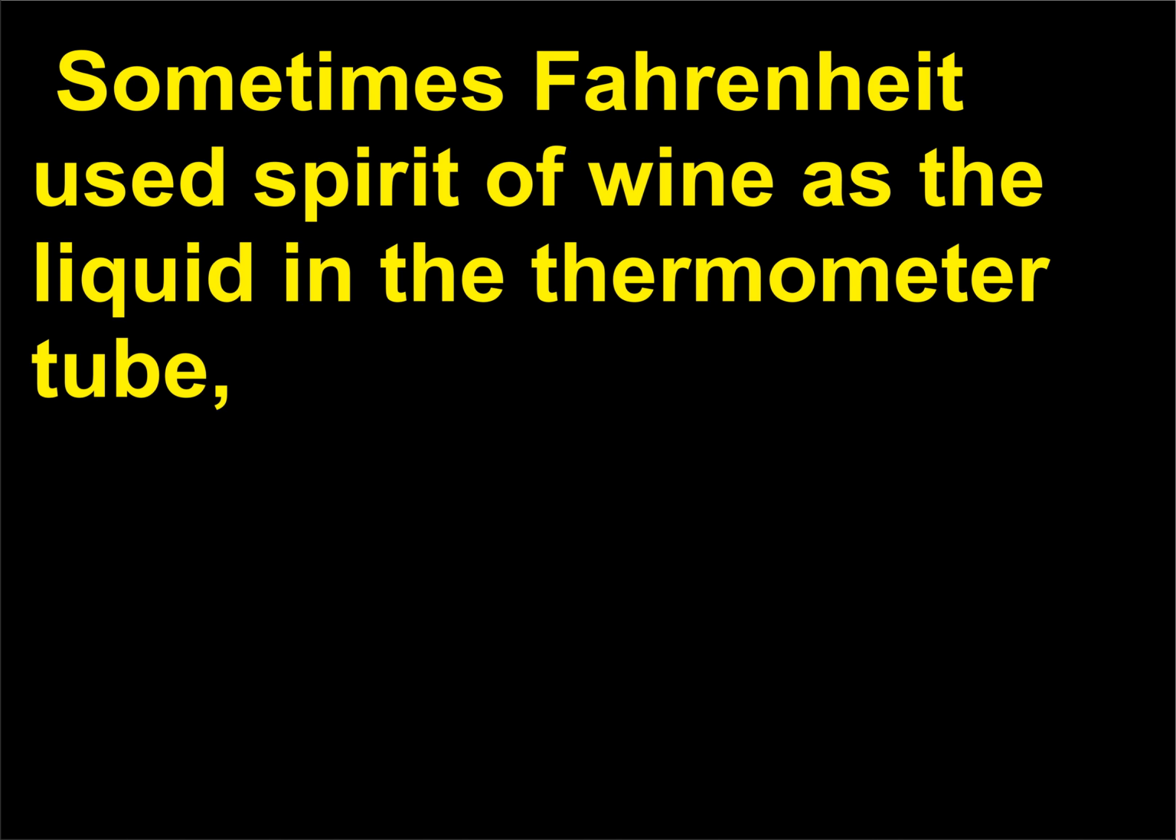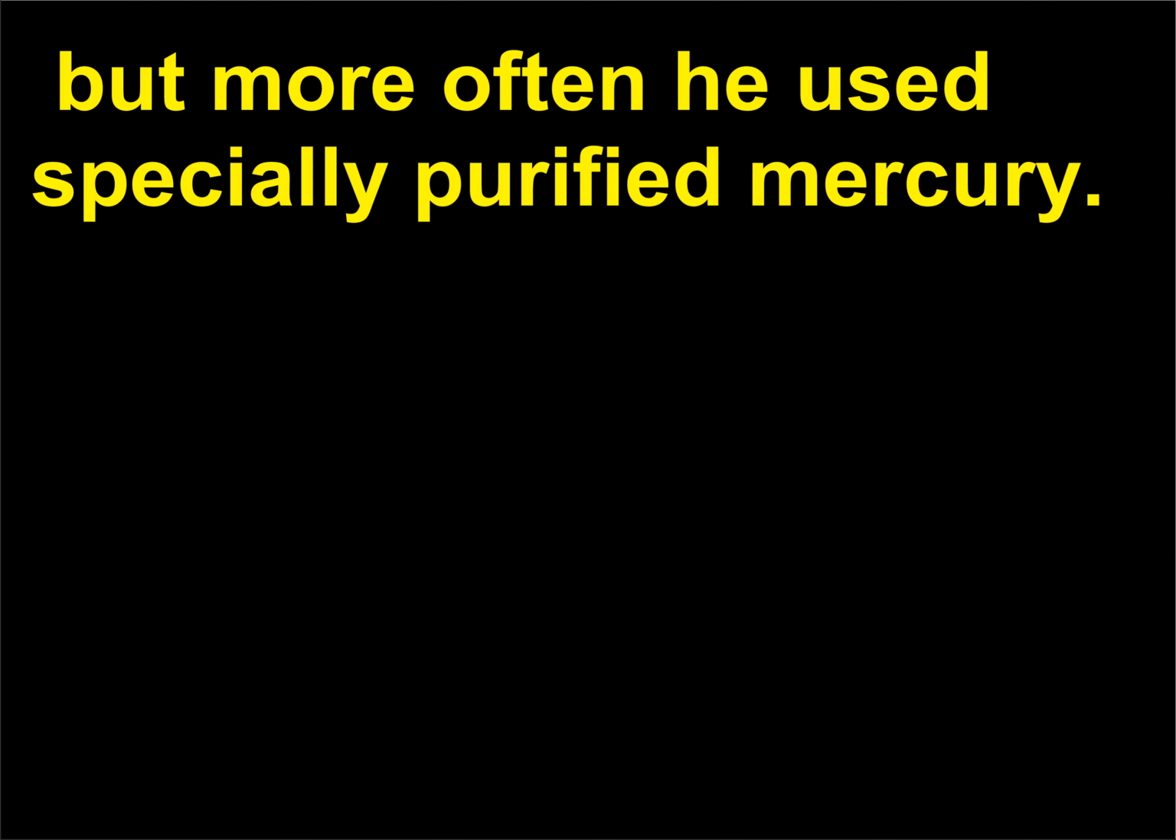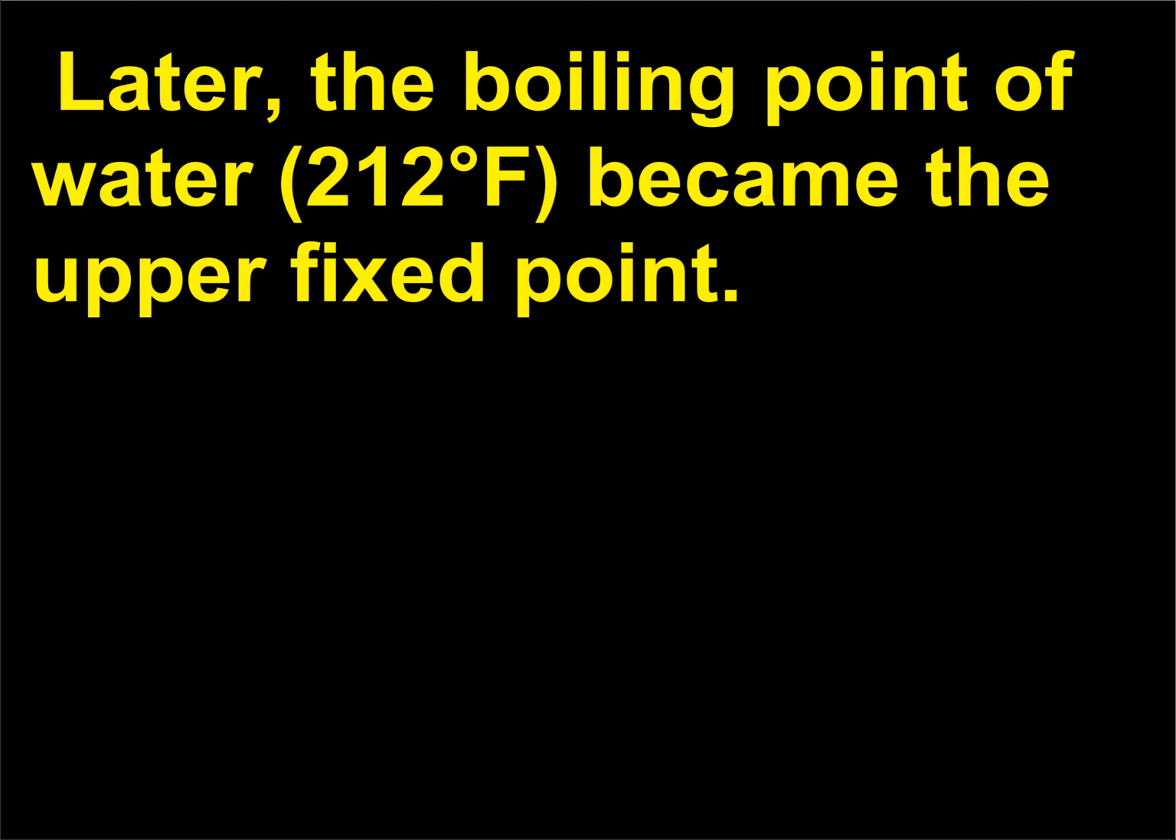Sometimes Fahrenheit used spirit of wine as the liquid in the thermometer tube. But more often he used specially purified mercury. Later, the boiling point of water, 212 degrees Fahrenheit, became the upper fixed point.